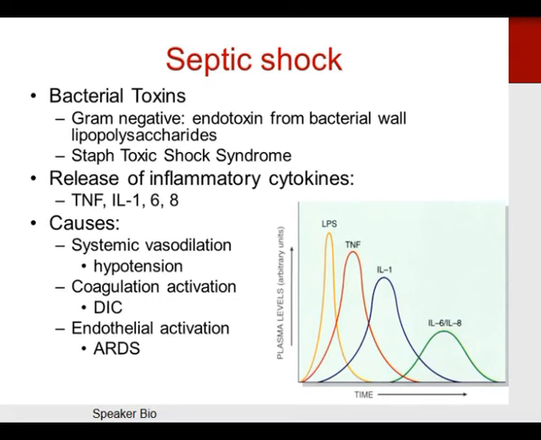It causes systemic vasodilation, which creates hypotension. So you have systemic vasodilation as opposed to hypovolemic shock, where we actually have vasoconstriction. The coagulation cascade is activated, so you might have disseminated intravascular coagulation with these patients. You also have endothelial activation. Sometimes patients with septic shock may develop ARDS.